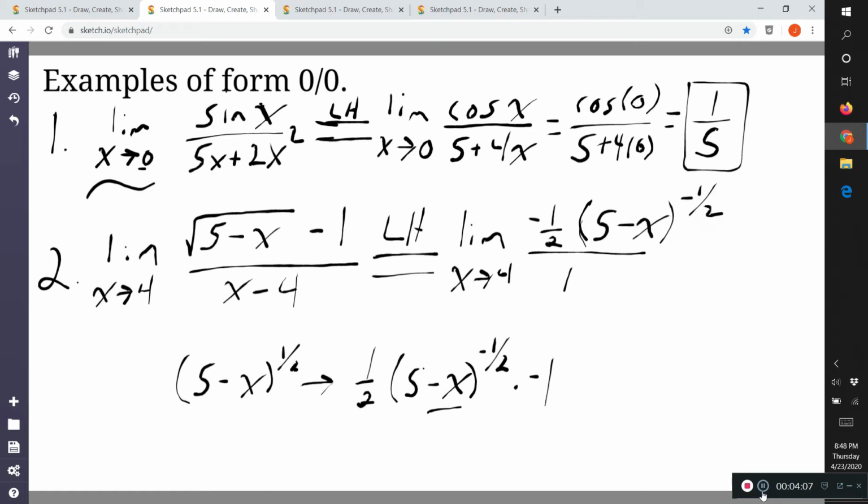And now we're going to plug in our value. So if we do that, we're going to get negative 1/2 times the quantity 5 minus 4 to the negative 1/2. 5 minus 4 is 1. 1 to the negative 1/2, that'd be like the square root on the bottom, ends up going to be 1 as well. Times negative 1/2 will be negative 1/2 as our final value.